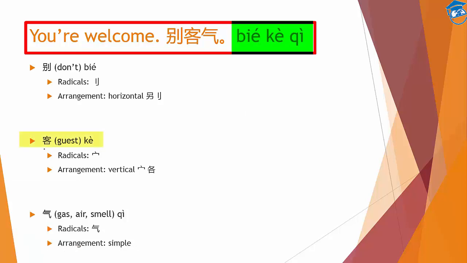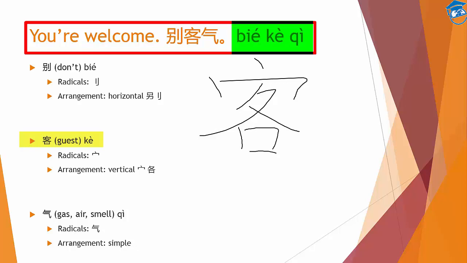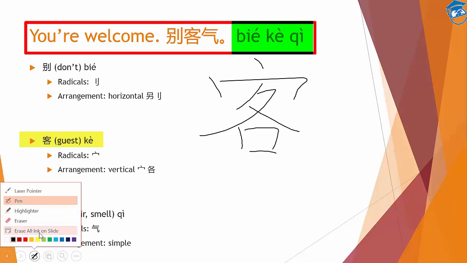Okay, the next one is 客, guest. Okay, I'll explain why we use this word here later. This is a pinyin, and radical is this one. As you have seen before, it's like a roof. So you can imagine that there's a person under your roof, so it's regarded as a guest. Okay? The arrangement is vertical with two components here, and here's how I write it. 1, 2, 3, 4, 5, 6, 7, 8, 9. 9 strokes. Okay? So this is the word 客.